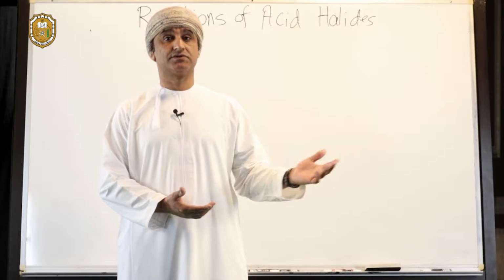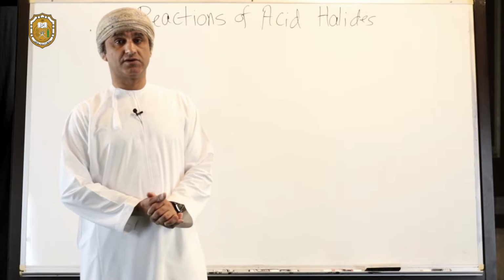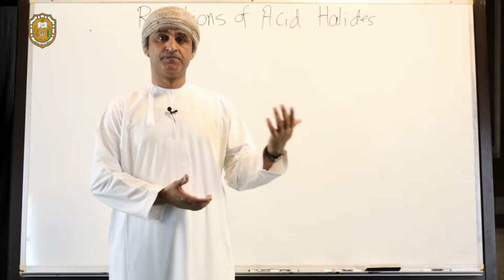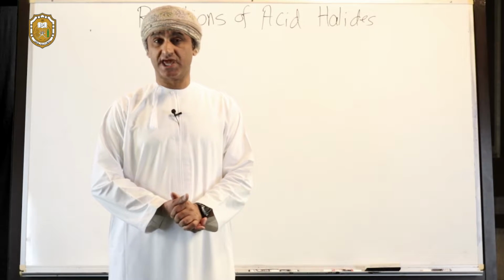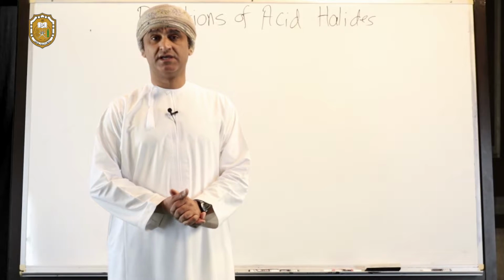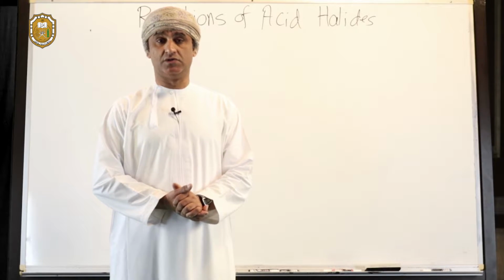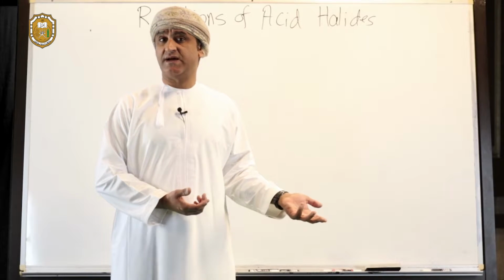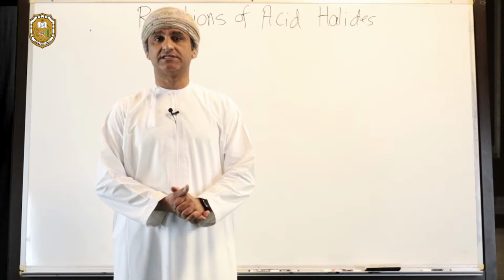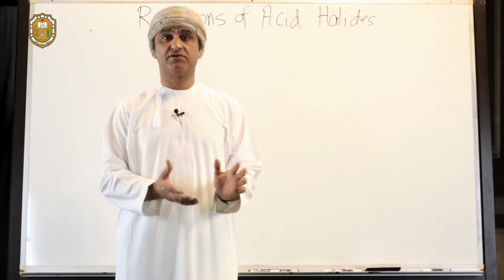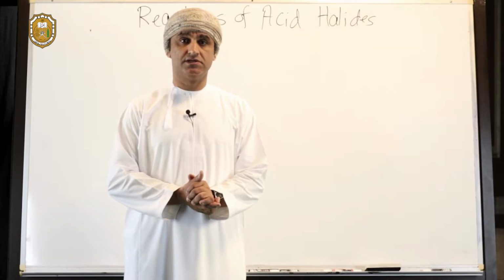Acid chlorides can also be converted into tertiary alcohols if they are reacted with a Grignard reagent, or if they are reduced with a strong reducing agent such as lithium aluminum hydride, they can be transformed into the corresponding primary alcohols. Ketones can also be made from them if acid chlorides are reacted with a Gilman type reagent or a cuprate, being a mild organometallic or mild nucleophile.